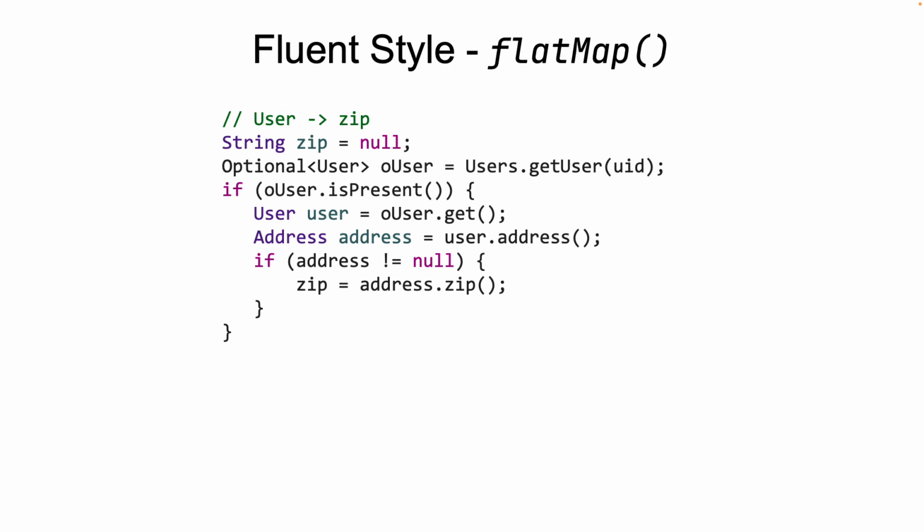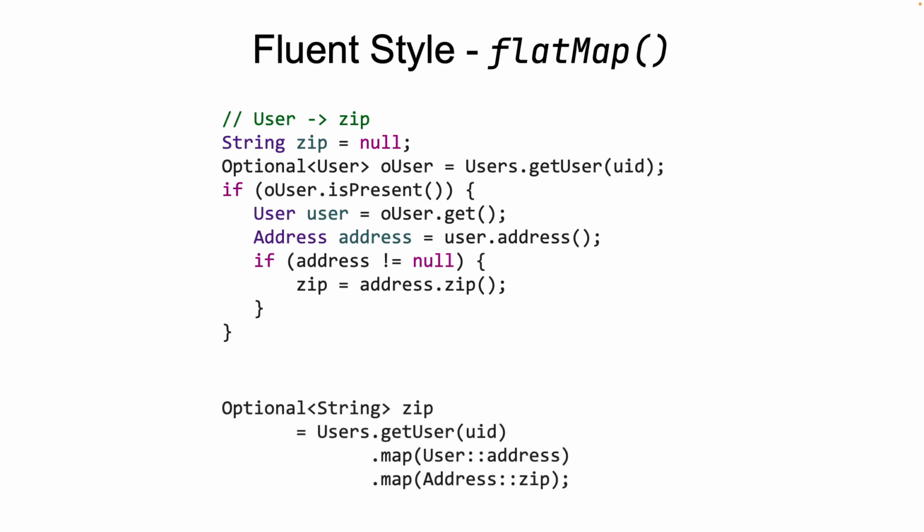There are too many if statements. We already know one way to eliminate the cascading if statements. That's by using the map method, as we see on the screen. Here we use the first map to extract the address and then the second map to extract the zip.